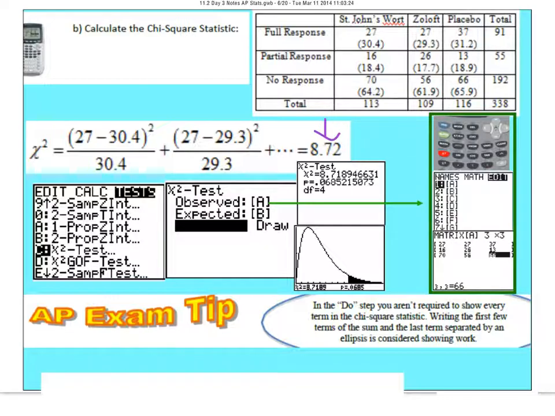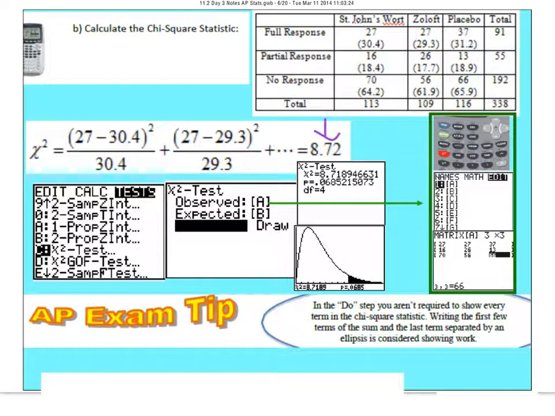To get it in here, you actually have to find where matrices are stored. And the matrices are stored at a second level. So you're going to notice the math button. Right below the math button is x to the negative 1 power. And above that it says the word matrix. That's what you need to find. So hit second, that x to the negative 1 power, and you will get to the names screen.